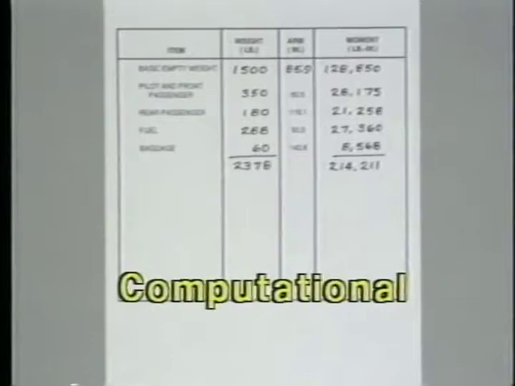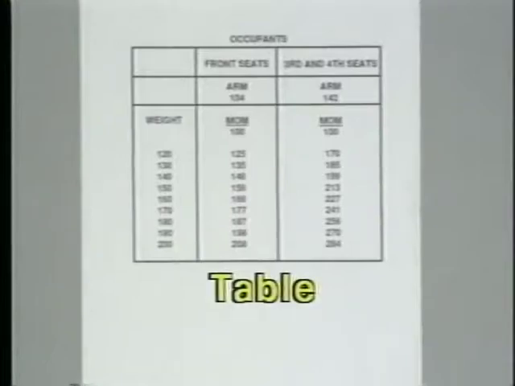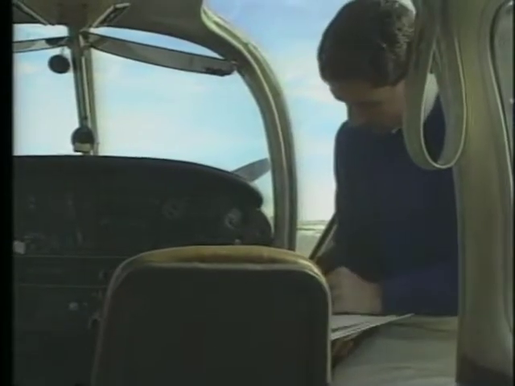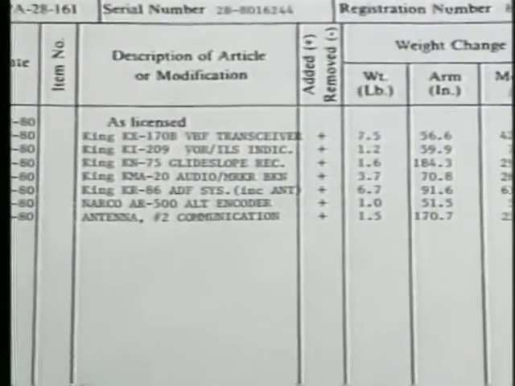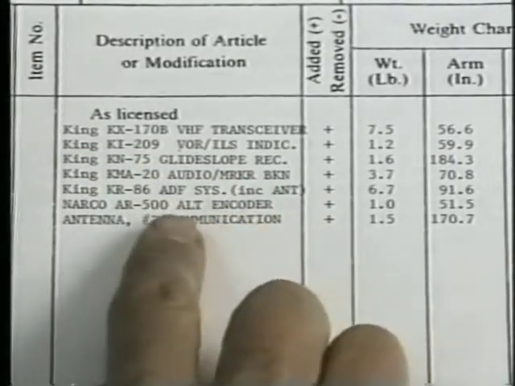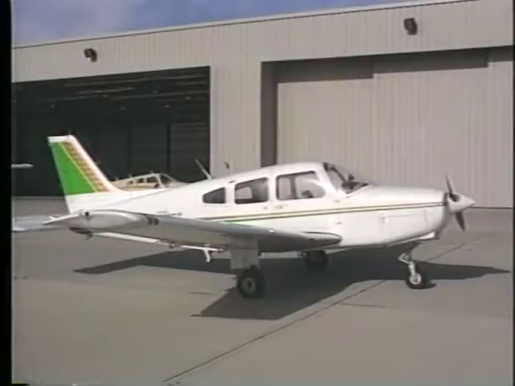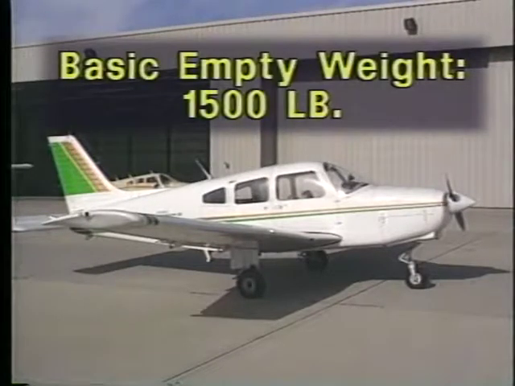To help you accomplish this task, manufacturers use three basic methods. These include the computational, graph, and table methods. Let's first work a problem using the computational or mathematical method. Your first step is to find the basic empty weight and moment in the aircraft's weight and balance records. This figure includes the weights of all permanently attached items. Therefore, if any equipment is added or removed, the weight and balance records must be adjusted. For this problem, let's assume the basic empty weight is 1,500 pounds.